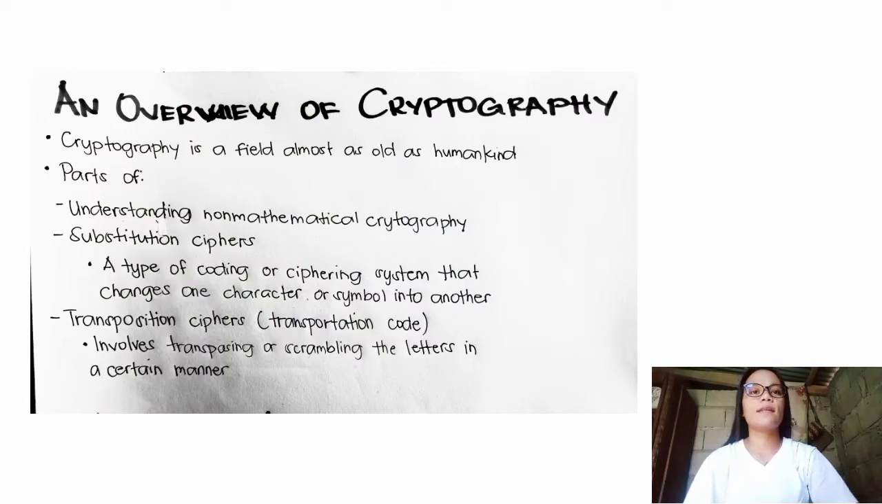And next, an overview of cryptography. Cryptography is a field almost as old as humankind. Parts of understanding non-mathematical cryptography: substitution ciphers, a type of coding or ciphering system that changes one character or symbol into another. And we have transposition ciphers, or transportation code, which involves transposing or scrambling letters in a certain manner.